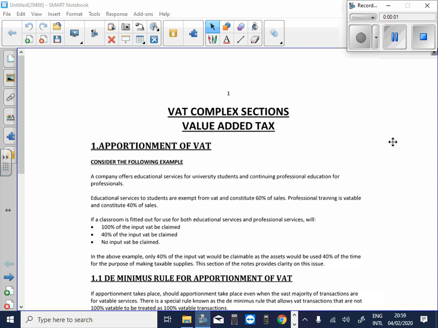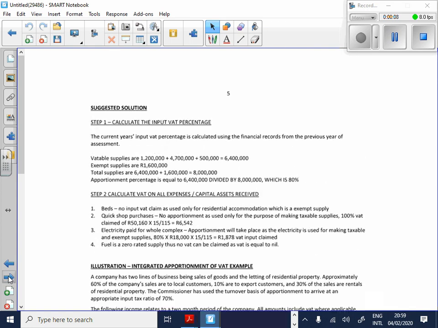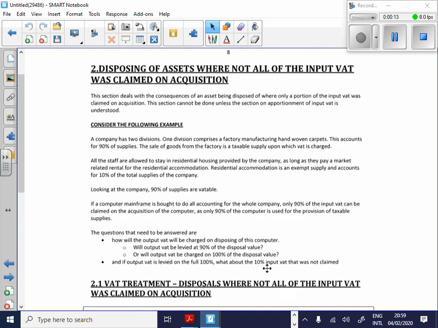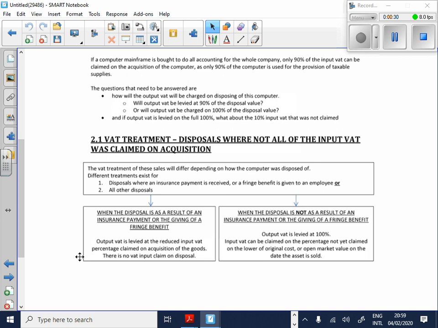Guys, I'm going to just go past apportionment with you because I've just been discussing what happens when we sell goods, and I just want to do it with you. So I've got here section 2, guys. It's on page 8. Disposing of assets when not all of the input VAT was claimed on acquisition. Is that all right? And guys, I want you to just look at the bottom of the page because there's a summary there.